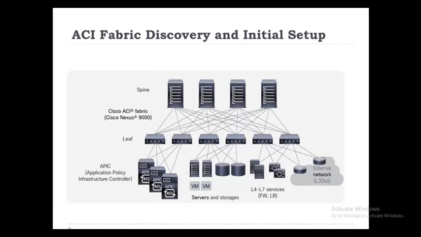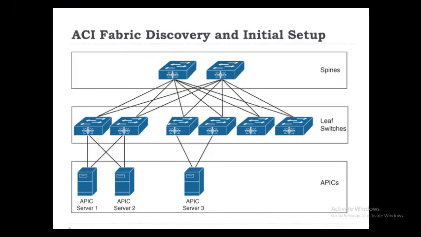Now let us talk about the ACI fabric discovery and initial setup. This is the first time you're building the ACI, the very first basic step to be taken. So you are provided with some spine switches, let's say 2 switches, and some leaf switches like 4 to 6 leaf switches, and 3 APICs. Now, how are you going to bring it up? First, you need to bring up the fabric. Only after that can you connect the endpoints to the leaf.